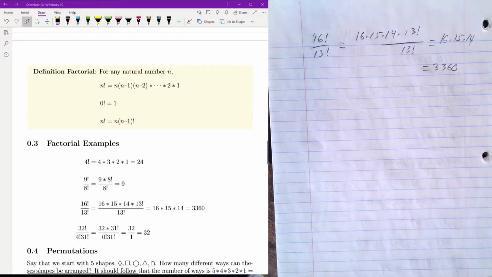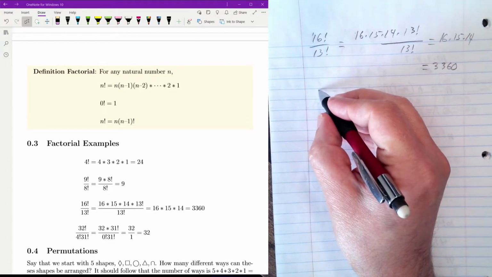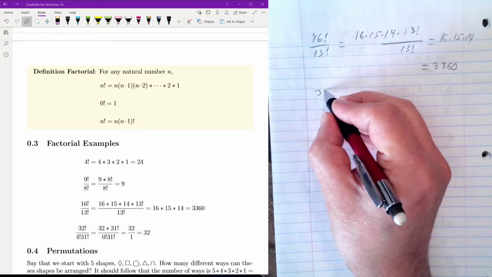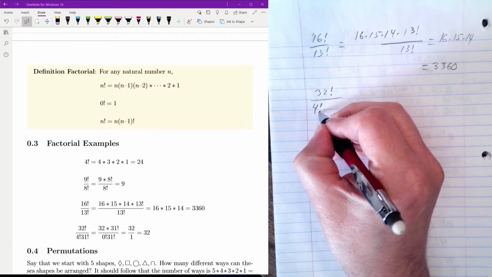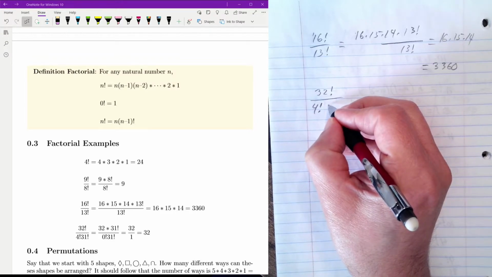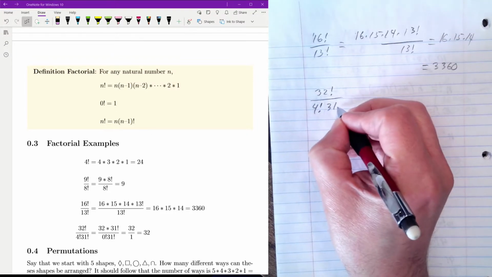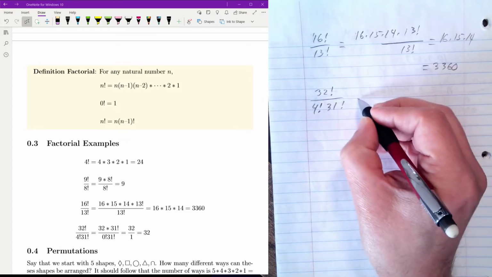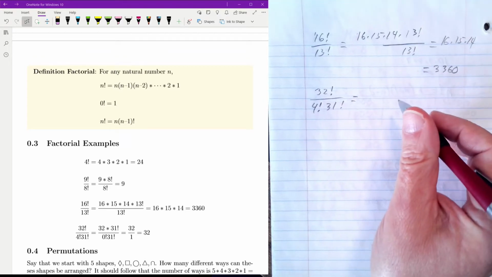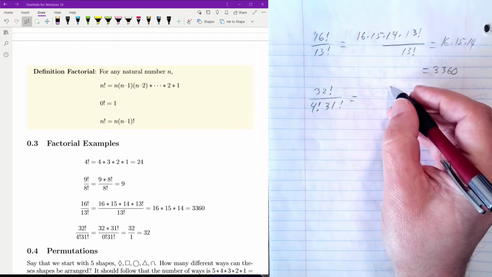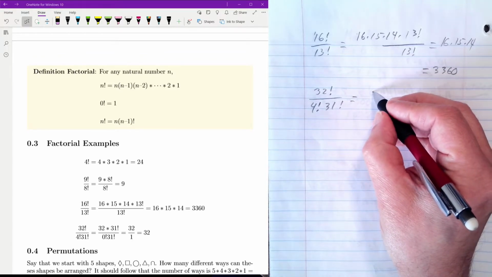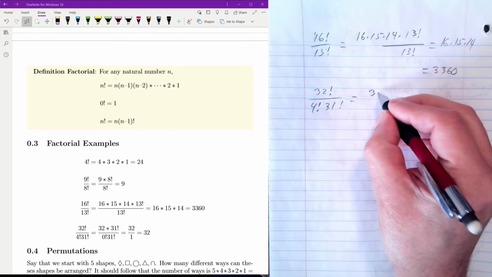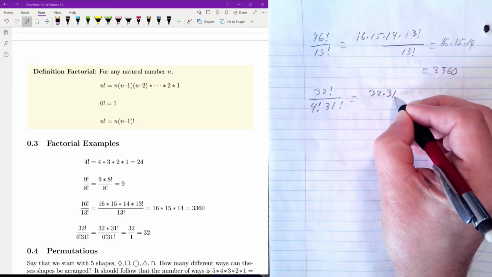We'll do one more example. Okay. So this is a little bit different. So now we have 32 factorial divided by 4 factorial times 31 factorial. So we know that 32 factorial is equal to 32 times 31 factorial.